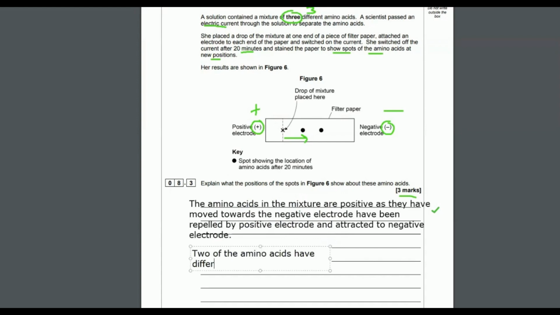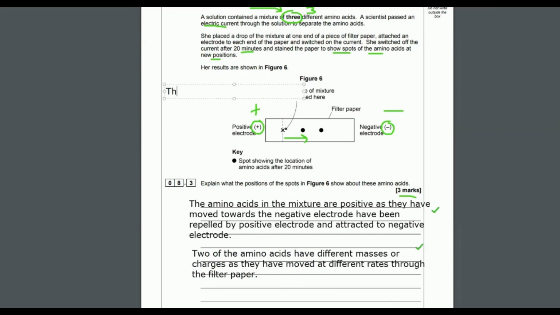What can we tell by the fact that they haven't moved the same distance? There's 2 amino acids there that are separated. Well, we can tell that 2 of the amino acids must have different masses or different charges as they have moved at different rates, different speeds through the filter paper. So after 20 minutes, they haven't been going at the same speed. One has gone further than the other, so it must be lighter, or one has traveled slower, so it must be heavier. Now, the third mark is the hardest mark.